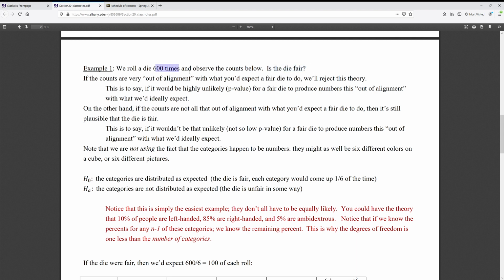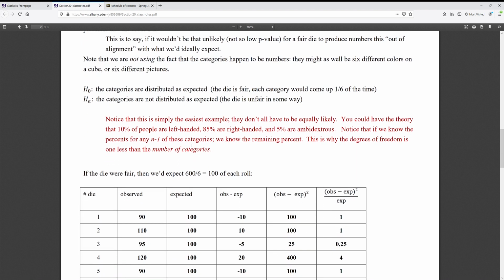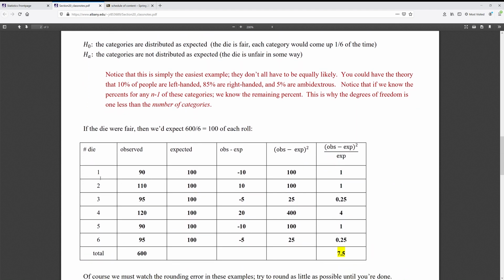So for 600 rolls, then under ideal conditions, you'd expect about 100 each. But we'll run the numbers. What we actually get is right here. The 1 comes up 90 times, the 2 comes up 110 times, the 3 comes up 95 times, the 4 comes up 120 times, the 5 comes up 90 times, the 6 comes up 95 times, for a total of 600 rolls. Now again, notice that this is nicely divisible by 6, but that's neither here nor there. If the expected counts don't come out to be whole numbers, just leave them, don't round them.